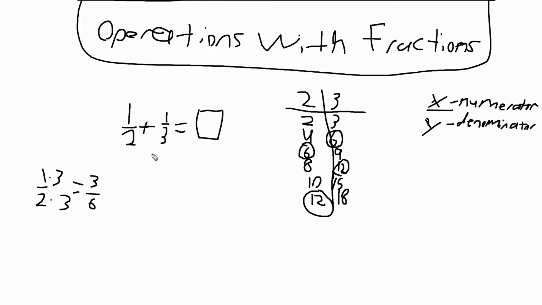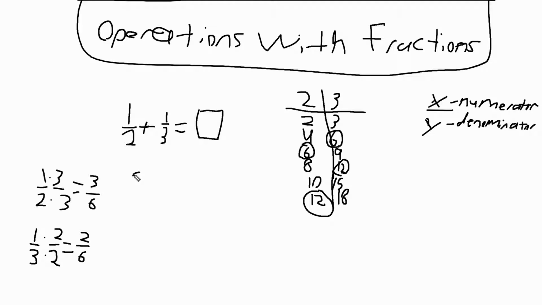And we also want to do that on the other side, so 3 times whatever is equal to blank over 6. Now we know that 3 times 2 is equal to 6, so we can do 1 times 2 here as well to get 2/6, which is again equal to 1/3. Now it's a lot easier.